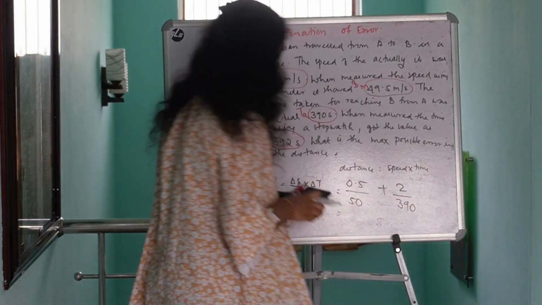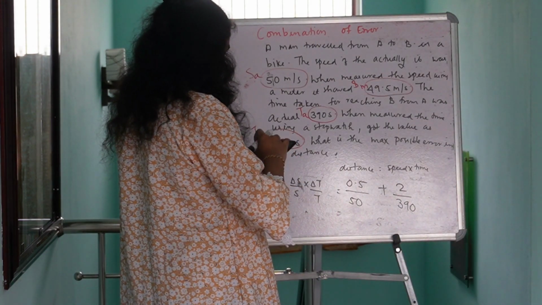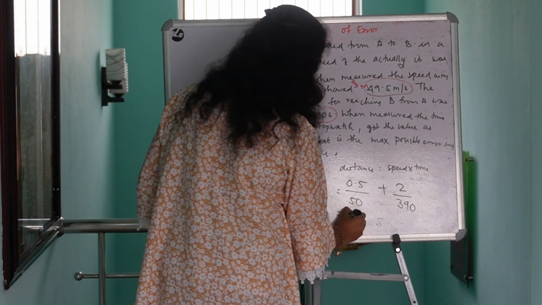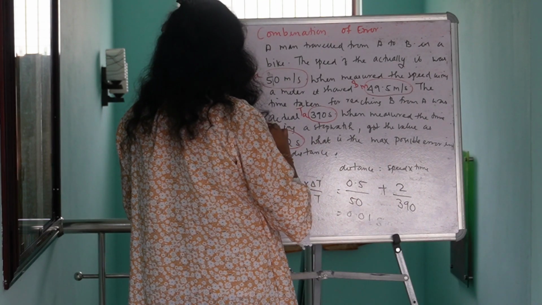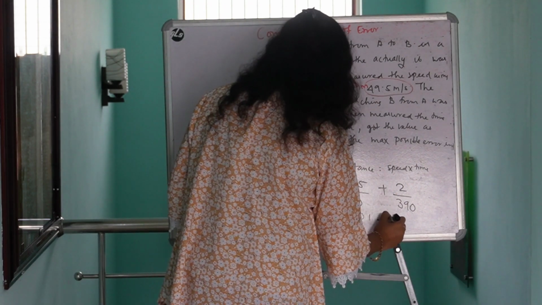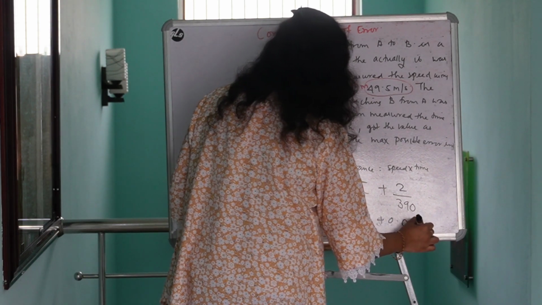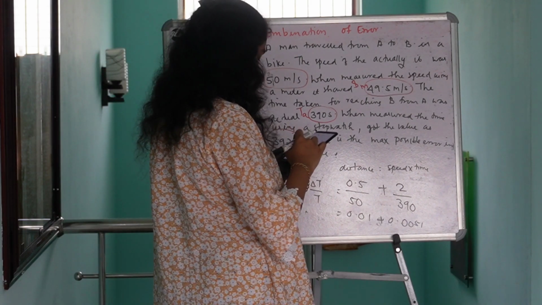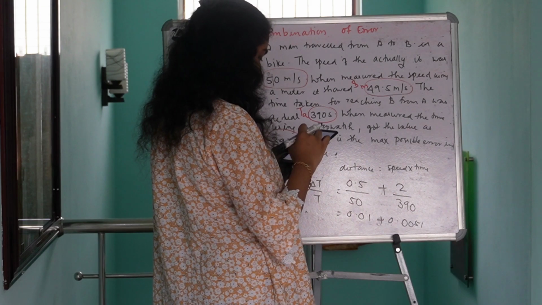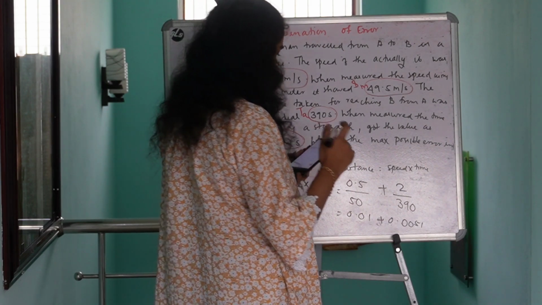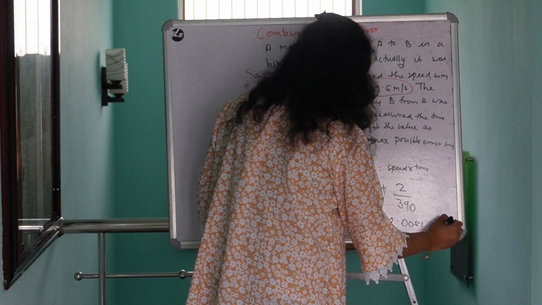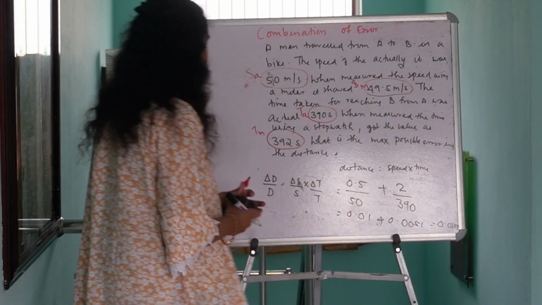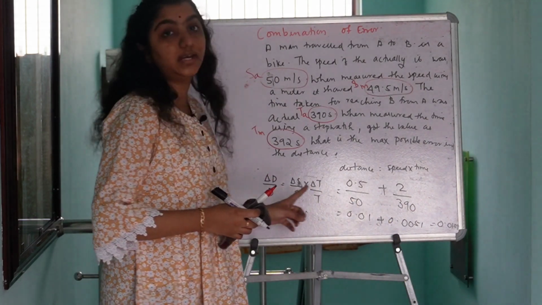Now we have to add up these two values. 0.5 divided by 50 gives the value 0.01. 2 divided by 390 gives the value 0.0051. So 0.01 plus 0.0051 is equal to 0.0151. Is it clear, guys? Now we got the value of the relative error in the distance.